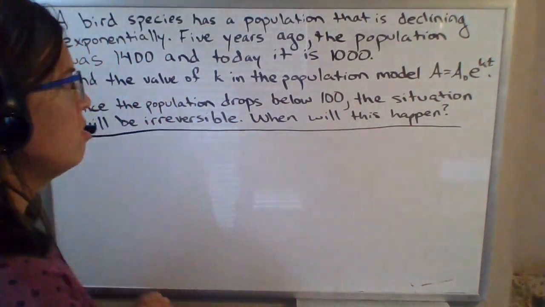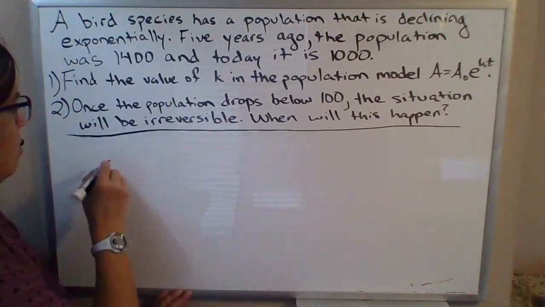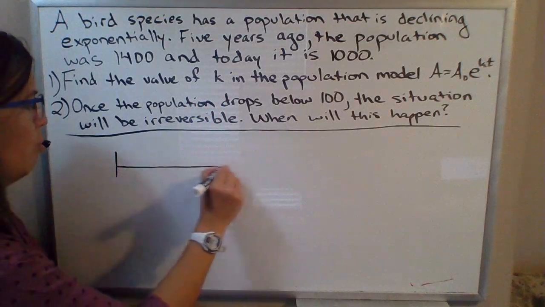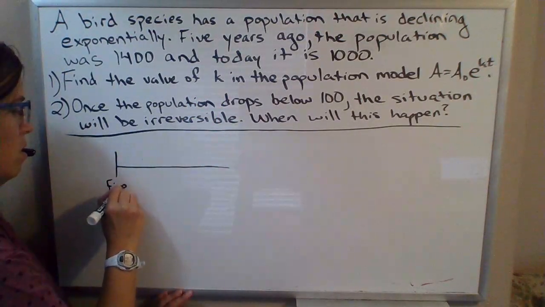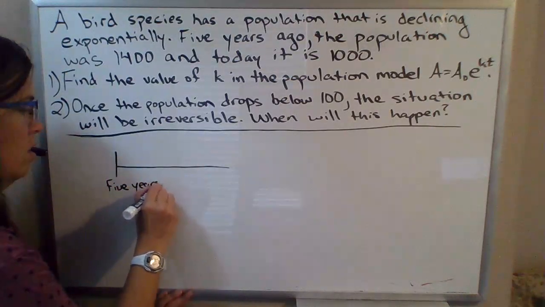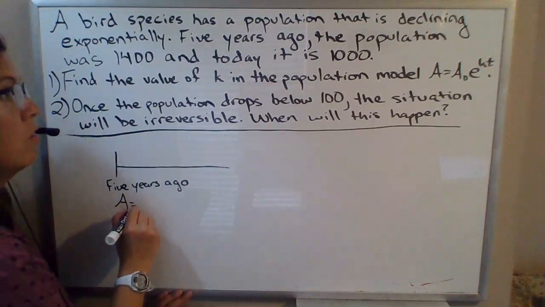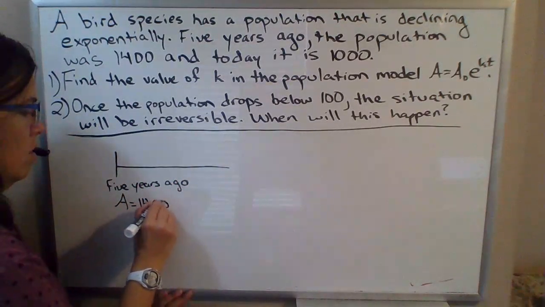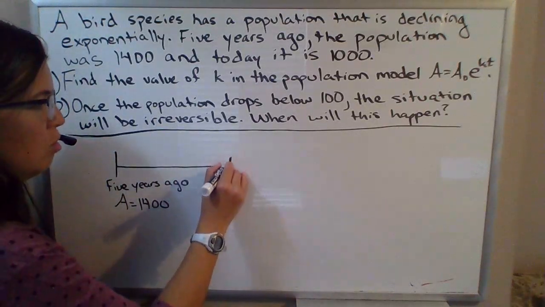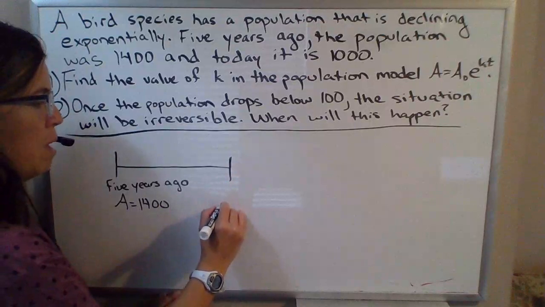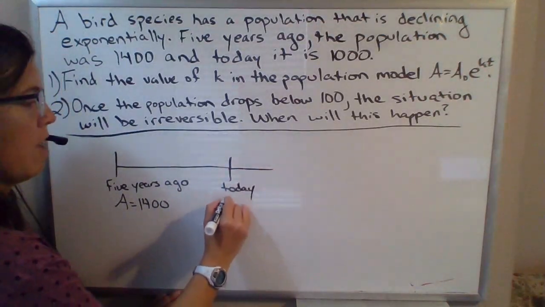Okay, but so question 1. Now to set this up, I'm going to write up a timeline. So this is 5 years ago, the population, so we'll say A, was 1,400. Today, so 5 years later, the population is 1,000.